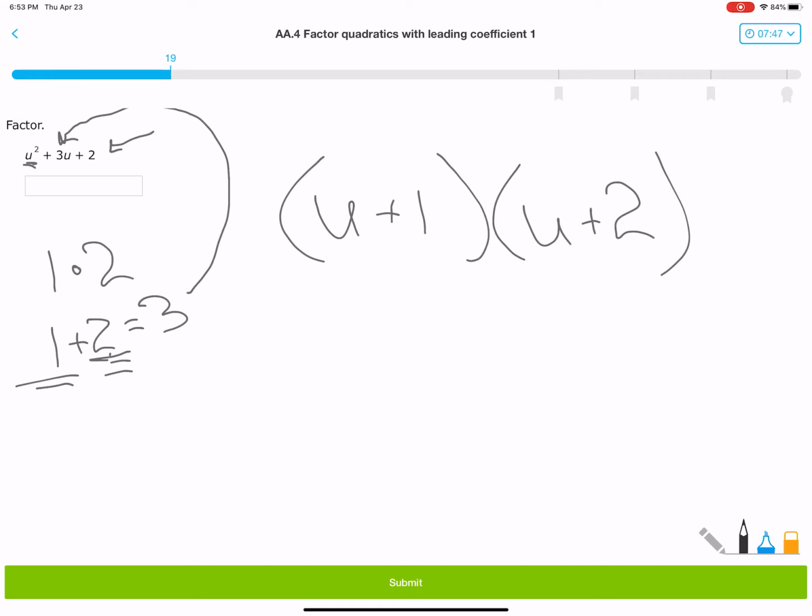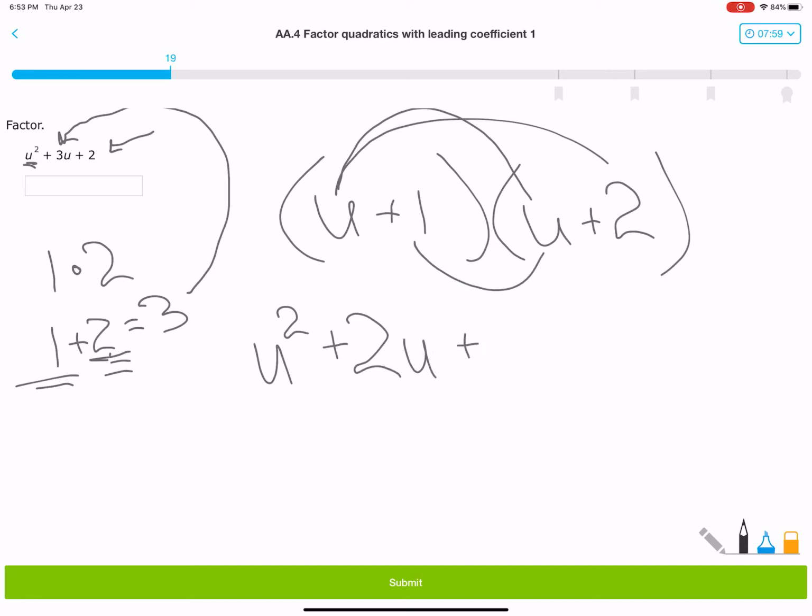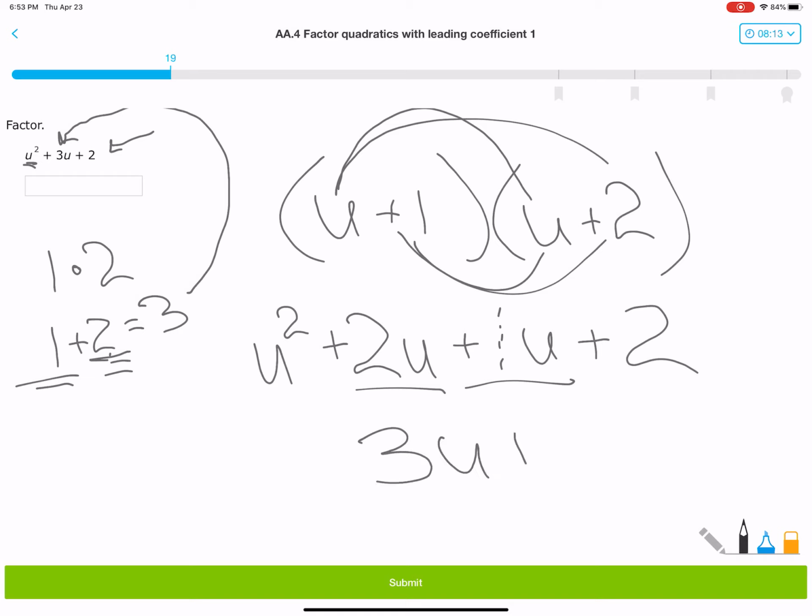If I want to double check it, remember, just use FOIL. U times u is u squared. U times 2 is 2u. 1 times u is just u, or there is a 1 there, if you wanted to put it there, that's fine. And then 1 times 2 is 2. Combine my middle terms, 2u and 1u, leaves me with the 3u in the middle that I needed.